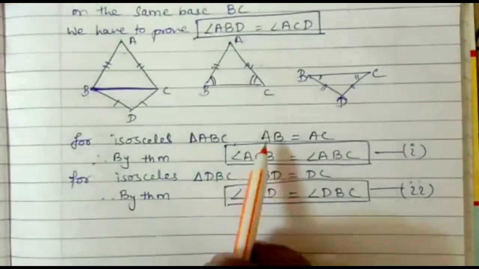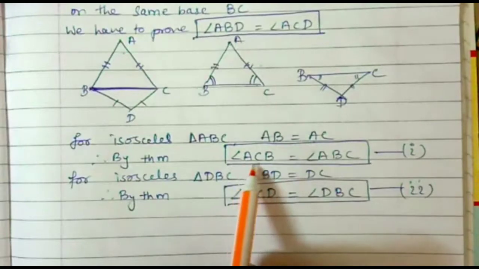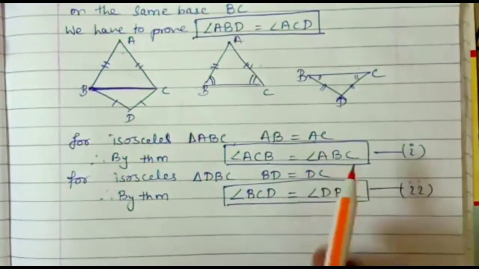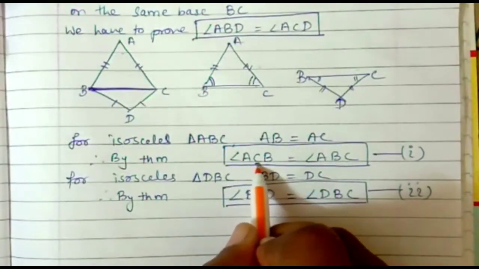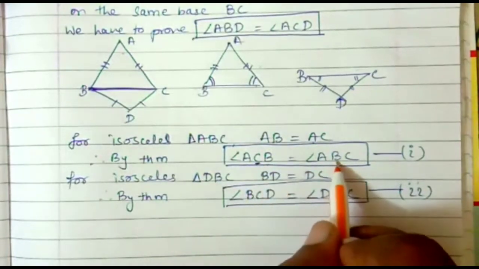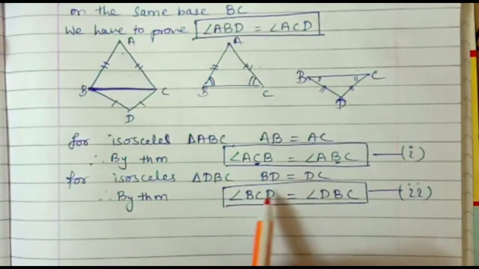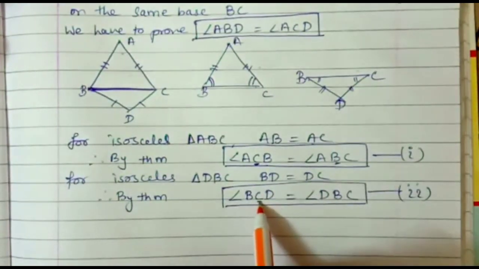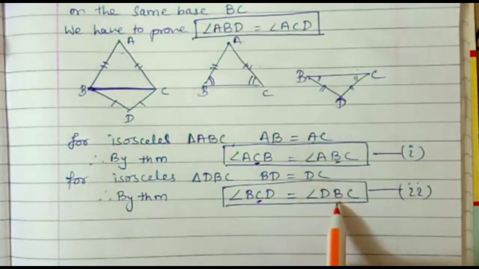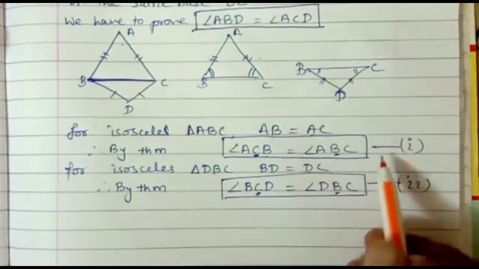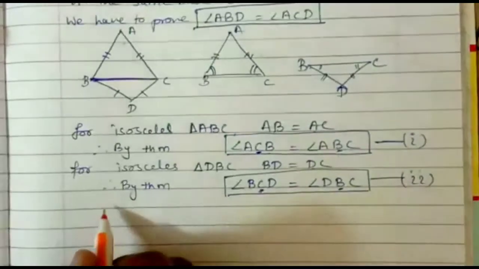So let us write up to these steps. I have written down the same steps. AB and AC are equal, so angle ACB and ABC will be equal. You see that the middle letter, that means we are talking about angle C on the left, angle B on the right. Same way for the second triangle, BD and DC are equal, so angle BCD, that means angle C, again C on the same side, is equal to angle DBC, so B is on the right. Now this is result number 1 and this is result number 2.